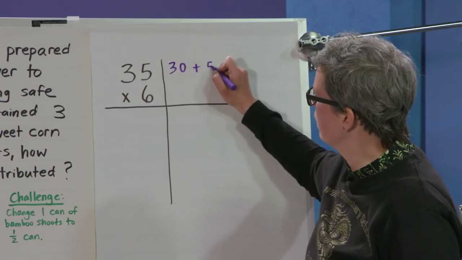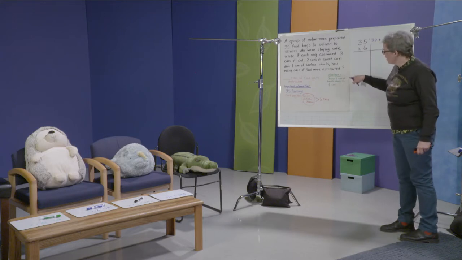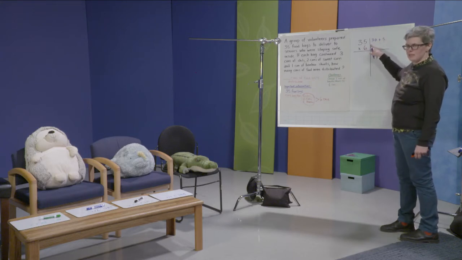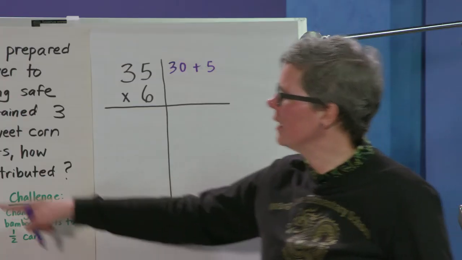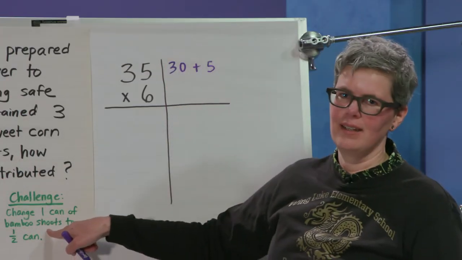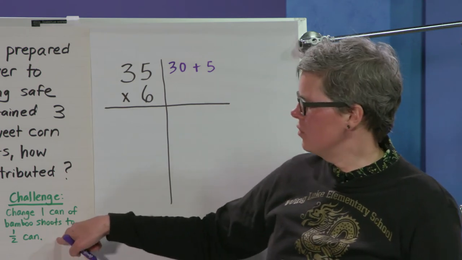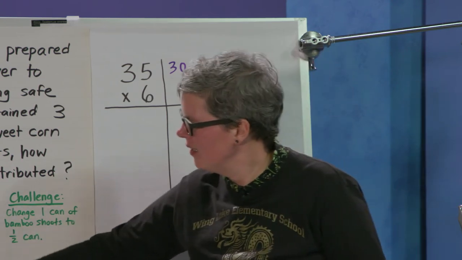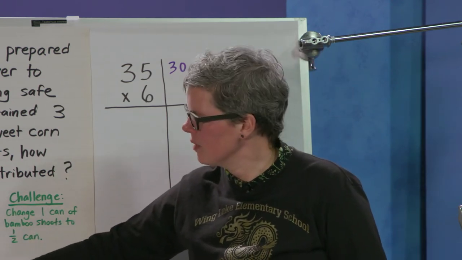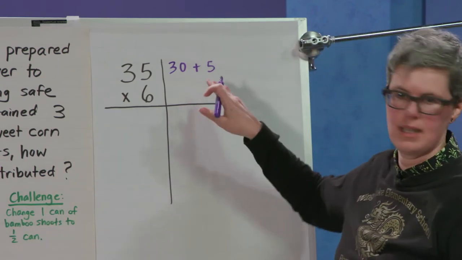To 30 plus 5. Ooh, I almost forgot to tell you. I have a challenge for you. So if this feels super easy, and I promise you we're gonna get into bigger numbers in just a moment, okay? You can be doing this at the same time, but I want you to change the 1 can of bamboo shoots to 1/2 a can, okay? You can think about that as being like half the size or something like that, okay? So you could change it to, if the bamboo was 1/2 a can, what would this total be? 3 plus 2 plus 1/2, and go from there. Okay, it's a little bit more of a challenge. All right, back to this.